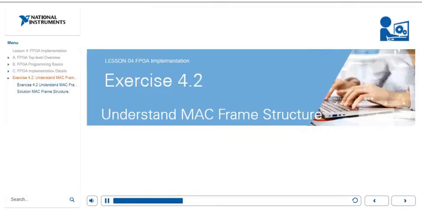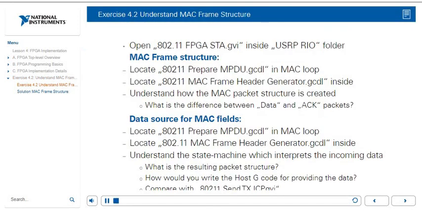Now let's move on to exercise 4.2. In this block, let's understand the MAC frame structure. Okay, for this exercise, open up ADA21 FPGA sta.gvi unless it's still open. This is found in the USRP Rio folder in the Files pane.